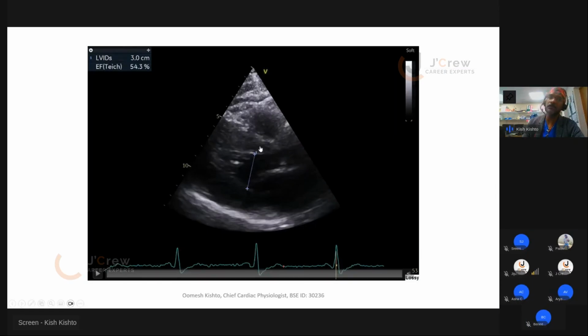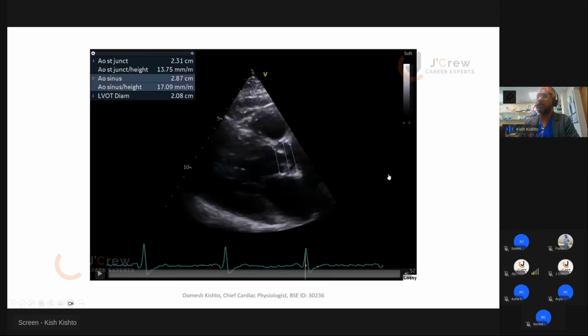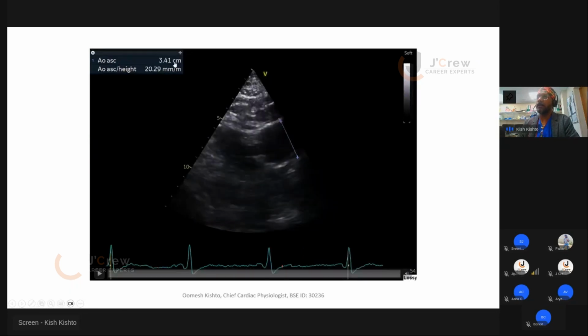So again, same data set as normal. Although we know this patient has aortic stenosis, we're not just going to assess the aortic stenosis. We will do a minimum data set for it as well. So you will see my routine always, index to height and weight, and again you will see the dimensions there.